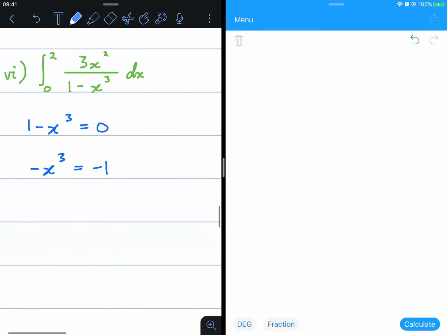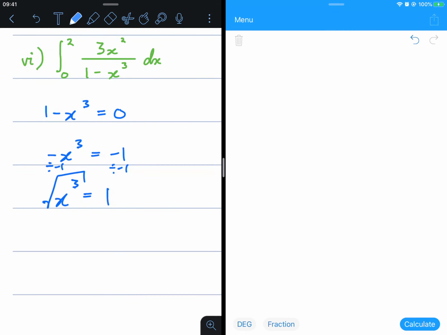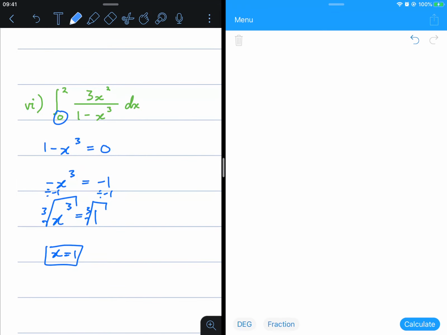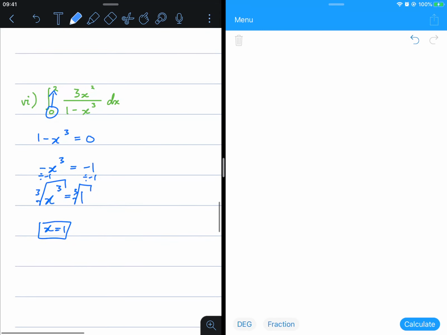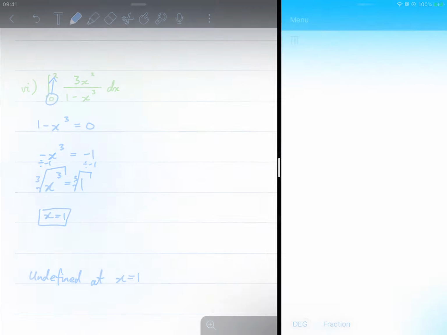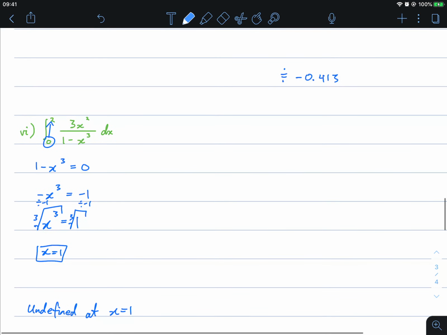We take the negative first, that's x cubed equals positive 1, so dividing both sides by negative 1. And now we take the cube root of both sides, x equals 1. Now, because our asymptote is at x equals 1, notice how our boundaries cross through the asymptote. So we can say that this is unable to be done. So we can say this is undefined at x equals 1, meaning we cannot integrate this.